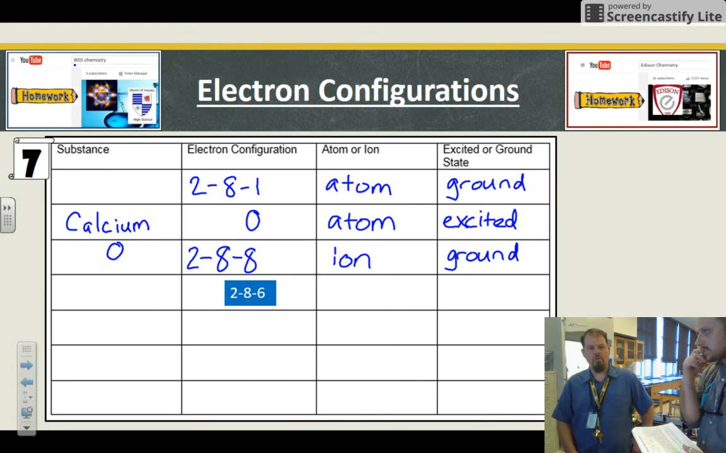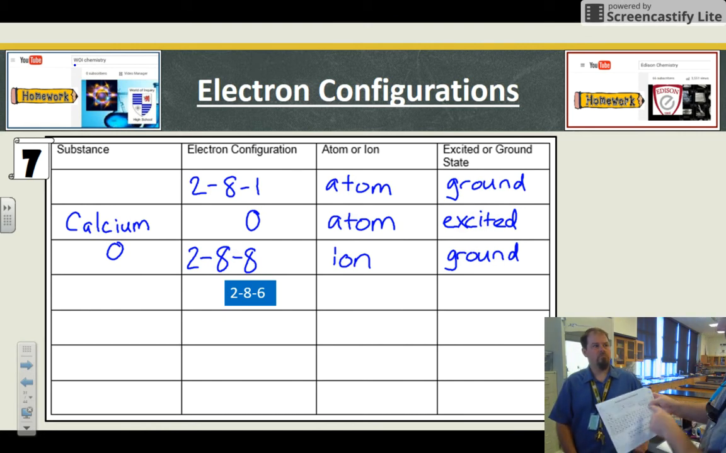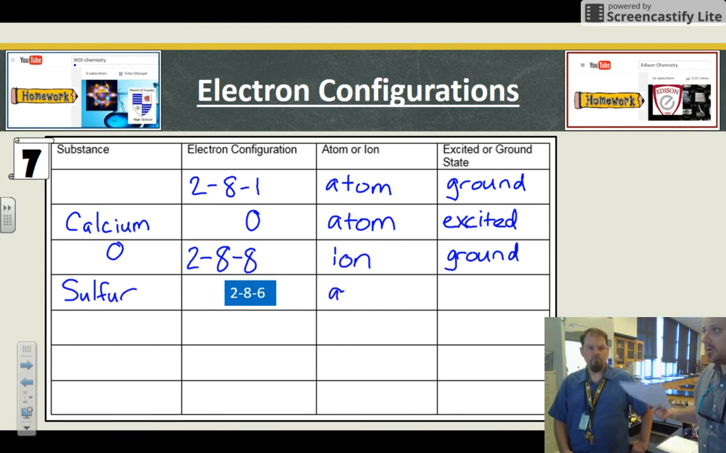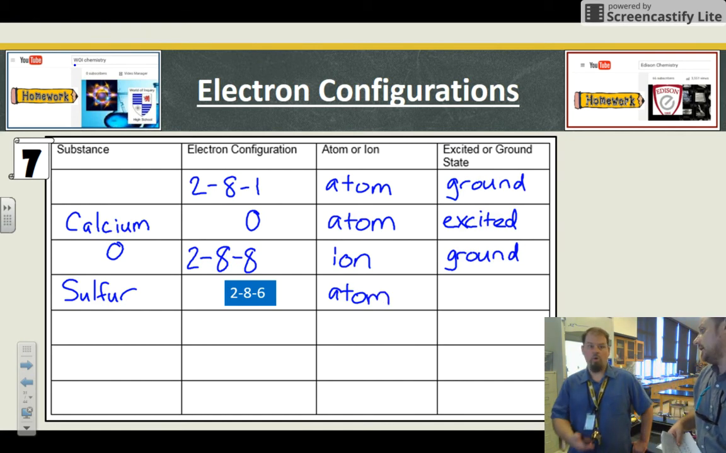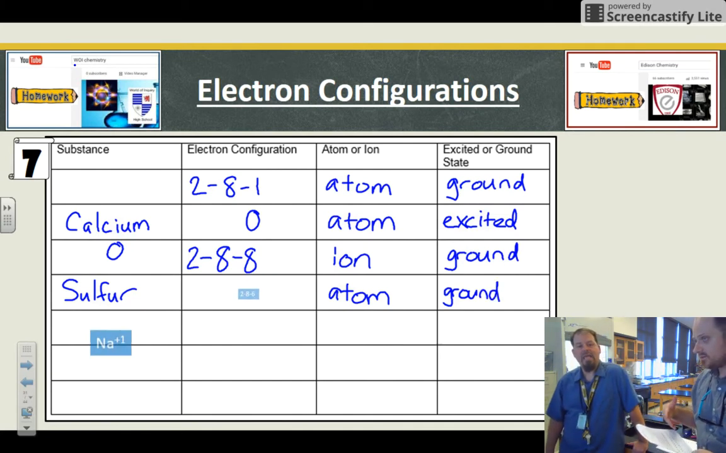Okay. 2-8-6. How many total electrons? I count 16. And if it's 16 electrons, we're going to go with 16 protons. So it would be sulfur. Good. And that's going to be just an atom. We can't really tell if we're going after something else here, so we're going to say it's an atom. And it's normal filling pattern, no vacancies. Ground state. You guys getting the hang of this yet?